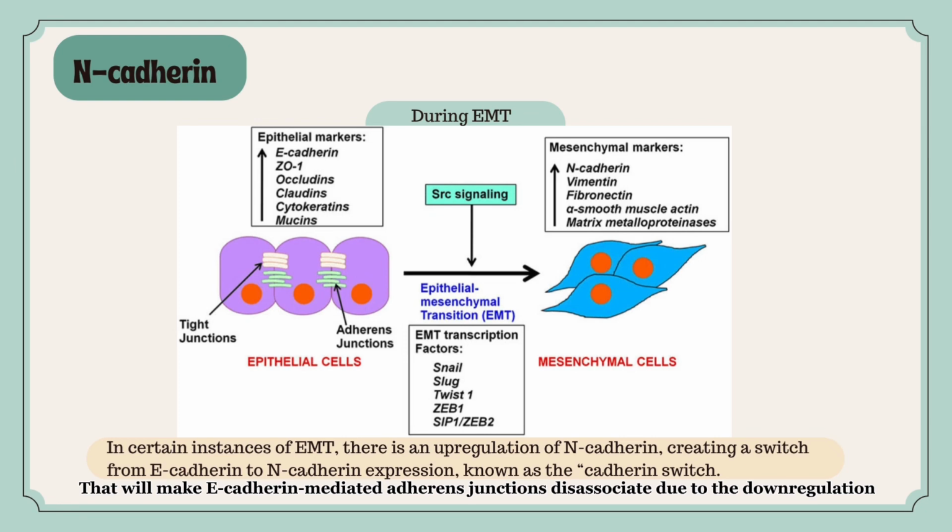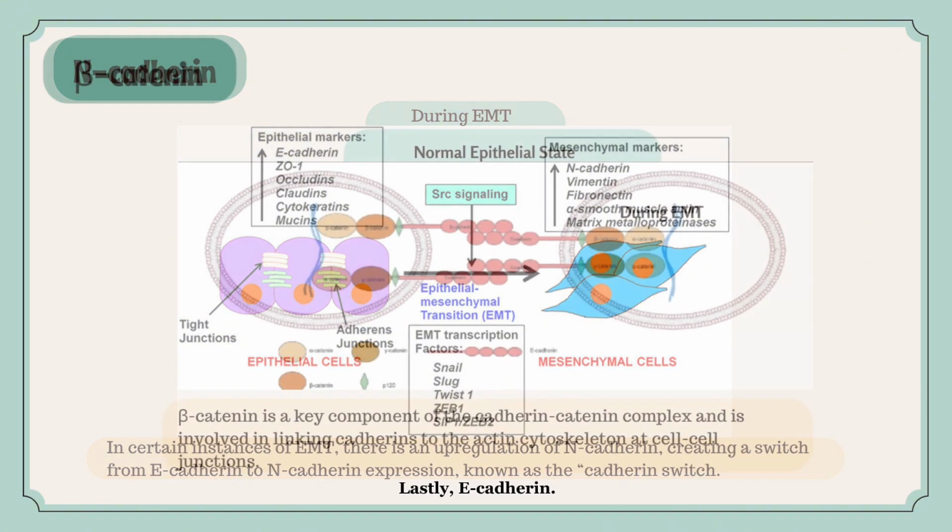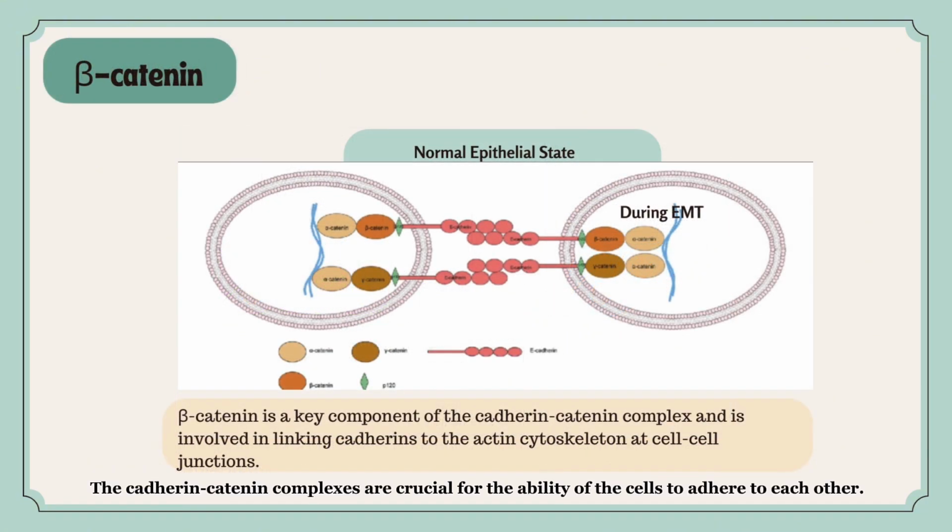That makes E-cadherin-mediated adherens junctions dissociate, due to the downregulation of E-cadherin, while N-cadherin junctions establish a relatively weak adherens junction. Lastly, the cadherin-catenin complexes are crucial for the ability of cells to adhere to each other. The cadherin-catenin adhesion is the essential component of adherens junctions that maintain tissue stability and dynamic cell movements. Any dysfunction of the cadherin-catenin complex reduces cell adhesion.